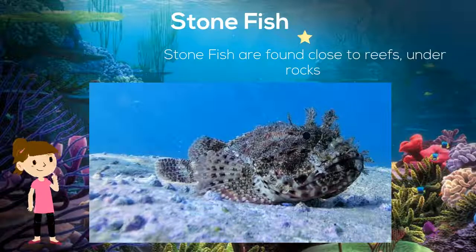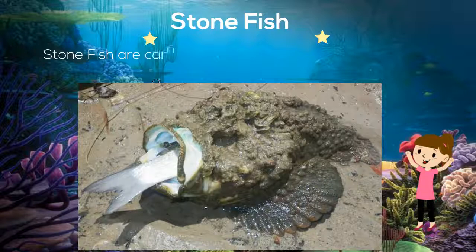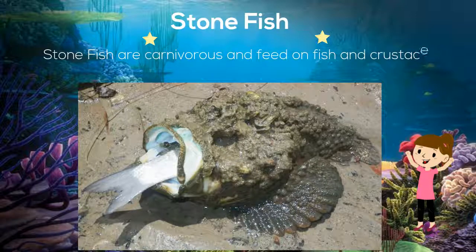We will now be learning about stonefish. Stonefish are found close to coral reefs under rocks. We will now be looking at how the stonefish hunt. They are carnivorous and they feed on fish and crustacea.